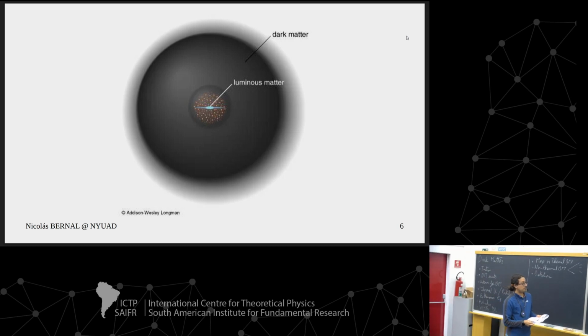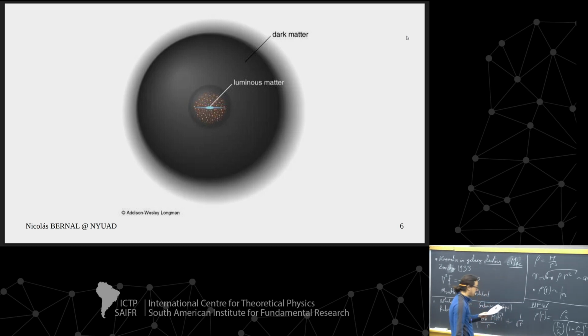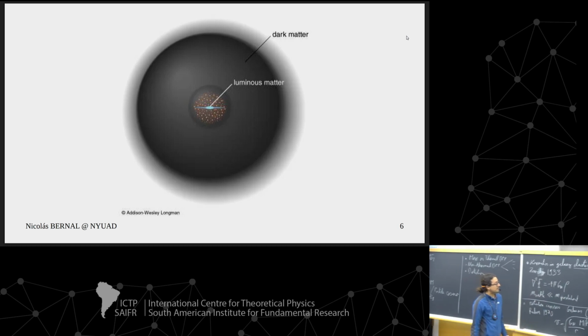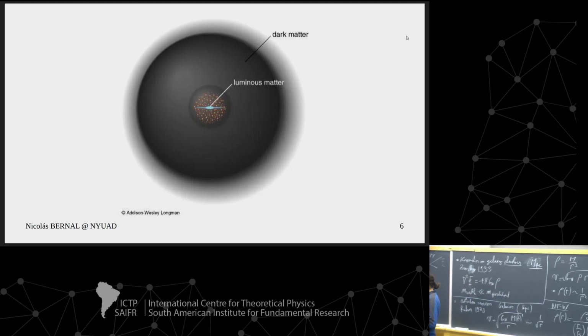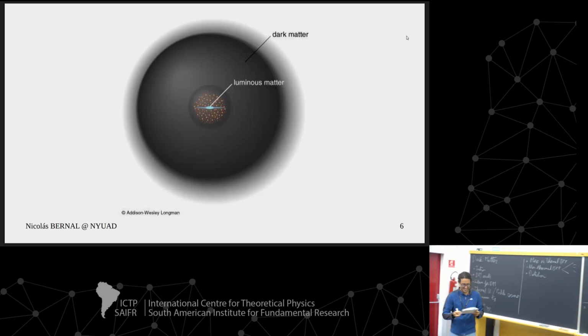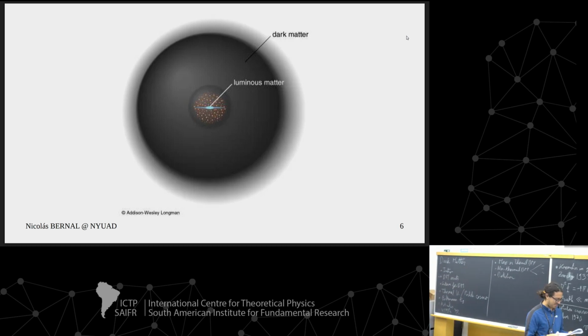N refers to Navarro, Julio Navarro from Argentina. F is from Carlos Frenk. He's Mexican. W is White, but he's not Latin American, so I will not mention him. He's German, I think, German, British.